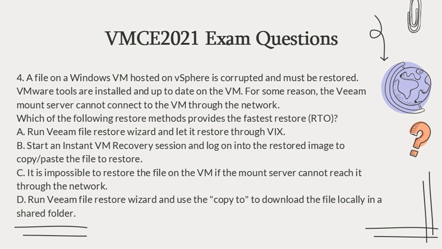B. Start an instant VM recovery session and log on to the restored image to copy and paste the file to restore. C. It is impossible to restore the file on the VM if the mount server cannot reach it through the network. D. Run the VM file restore wizard and use the copy to download the file locally in a shared folder.